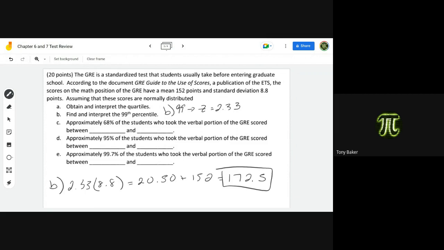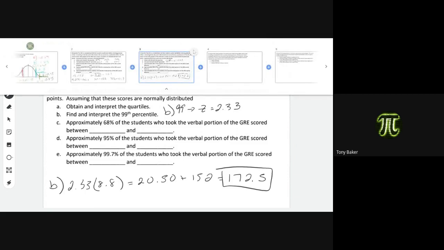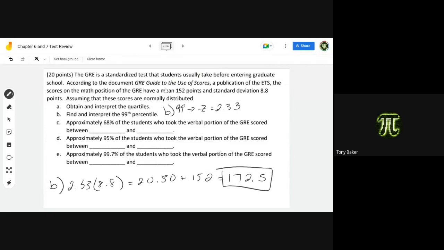All right. Any questions on that one? Before I move on to C, D, and E, which honestly are the easiest of the three. Yes, we're allowed to use our phones for the Z table for the quiz. I'll actually have them printed out for you.